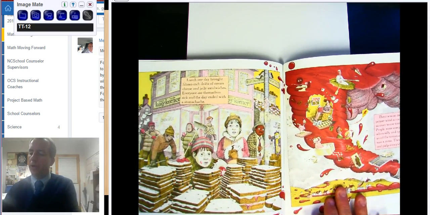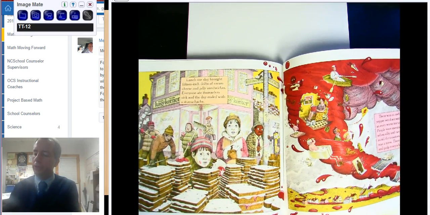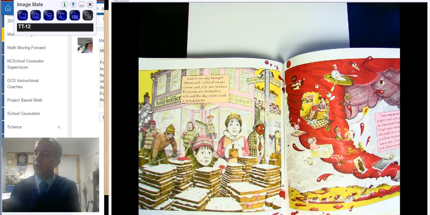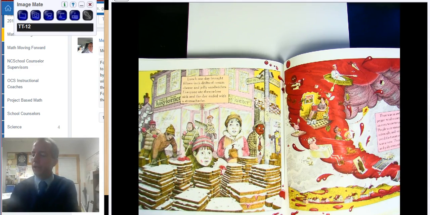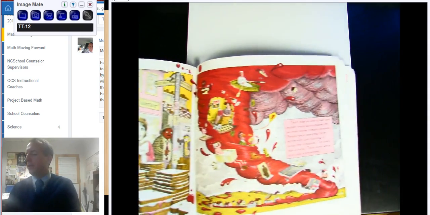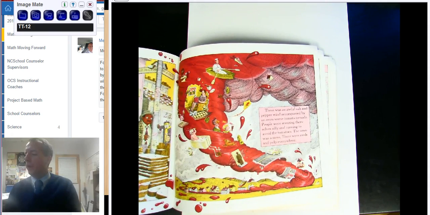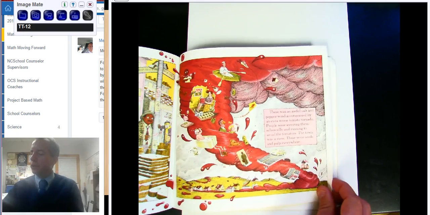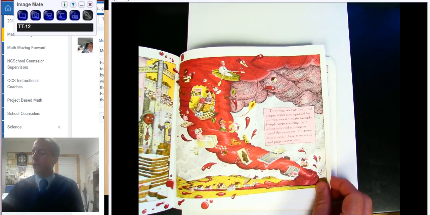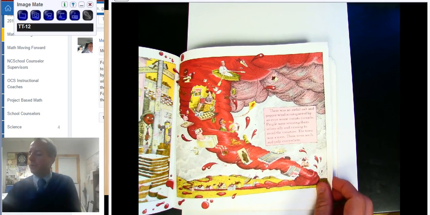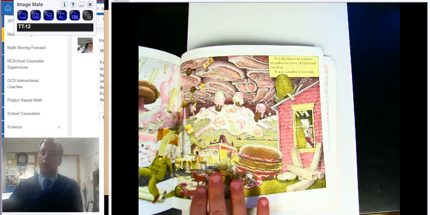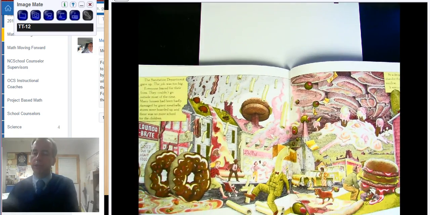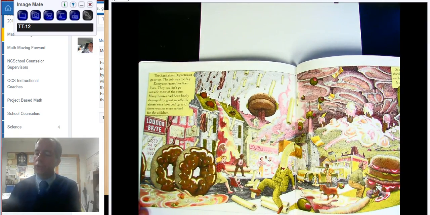Lunch one day brought 15-inch drifts of cream, cheese, and jelly sandwiches. Everyone ate themselves sick, and the day ended with a stomachache. There was an awful salt and pepper wind accompanied by an even worse tomato tornado. People were sneezing themselves silly and running in to avoid the tomatoes. The town was a mess, and there were seeds and pulp everywhere. The sanitation department just gave up. The job was too big.